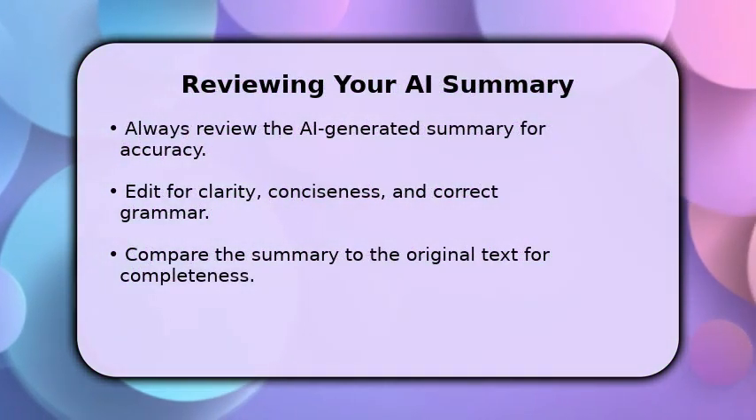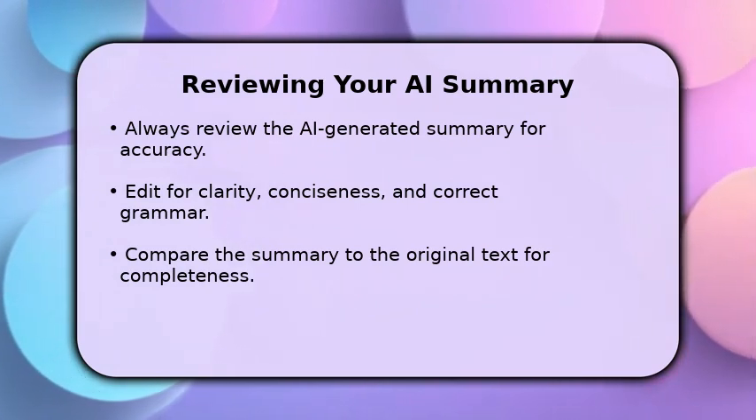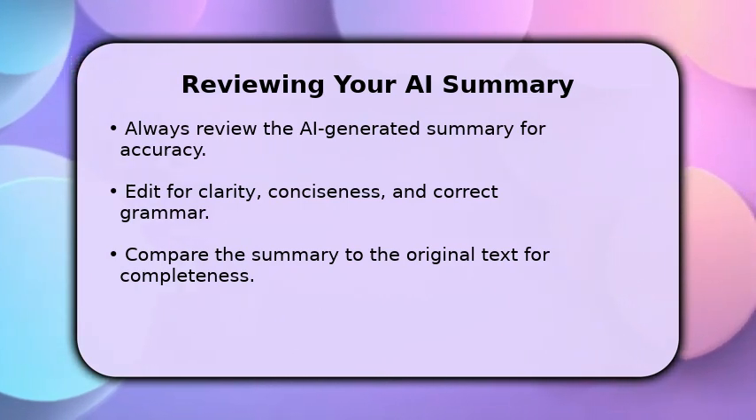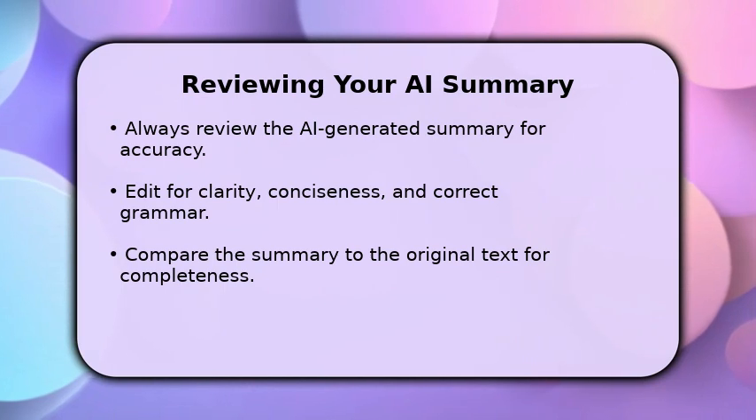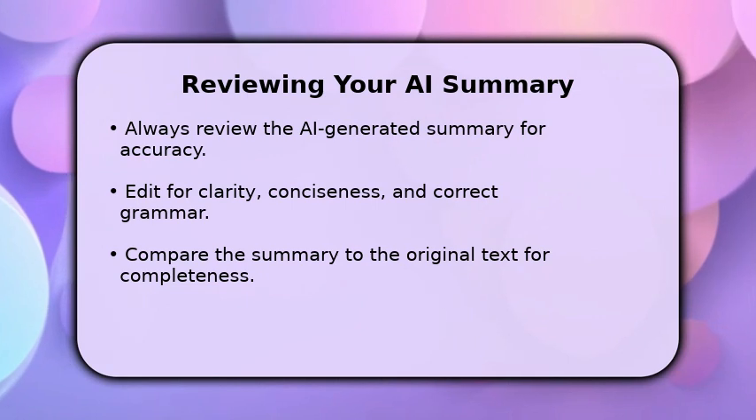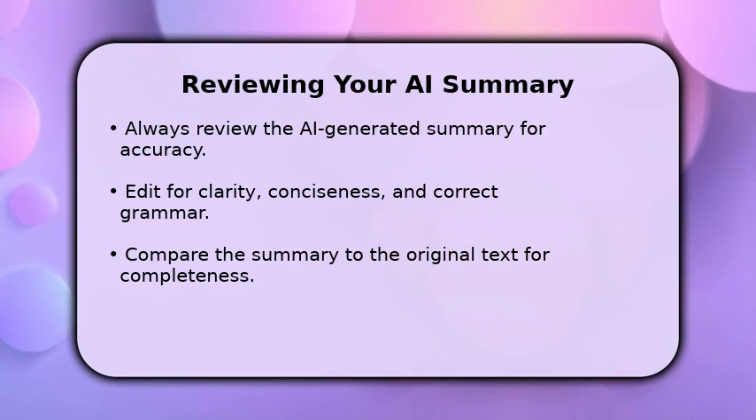After the AI generates your summary, it's essential to review it carefully. Check for accuracy, ensuring all key points are represented correctly. You might need to make minor edits for flow, grammar, or to add specific details the AI might have missed. Remember, AI is a powerful assistant, but human oversight ensures the final product is polished and perfectly meets your requirements. This final check guarantees a high-quality summary.